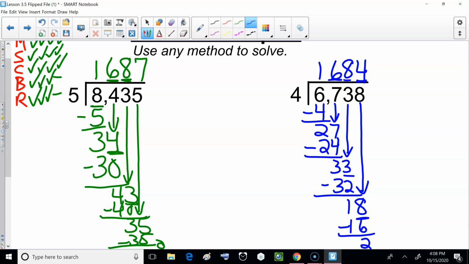2 is less than 4. I have nothing to bring down, so I'm left with this, which means my remainder would be 2. So 6,738 divided by 4 would be 1,684 with a remainder of 2. So you can pause the video and write down these examples to help you with the examples that you're working on today.